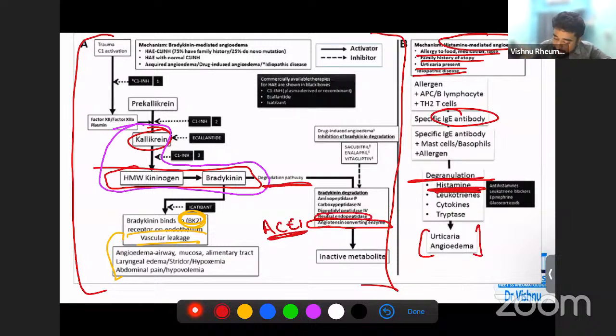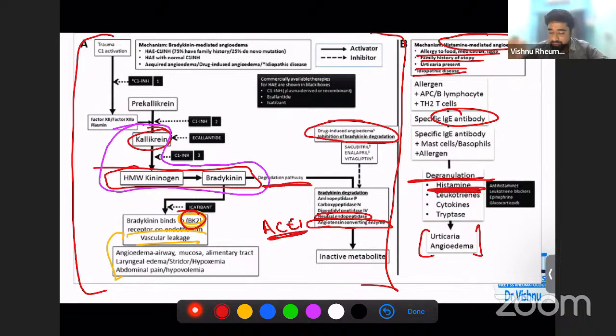So neutral endopeptidase, aminopeptidase, carboxypeptidase, all of these also break down your bradykinin. So when you give your ACE inhibitor, this breakdown of bradykinin is not happening. Bradykinin is increasing, binding to this BK2 receptor, and this will cause, again, bradykinin-induced changes. So drug-induced angioedema is due to inhibition of bradykinin degradation.